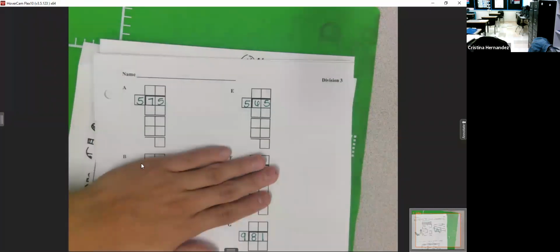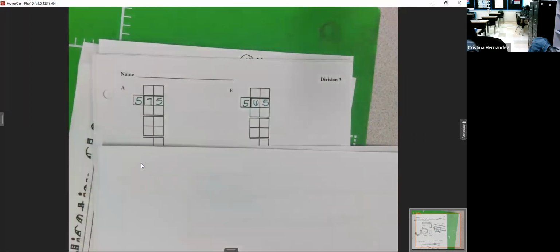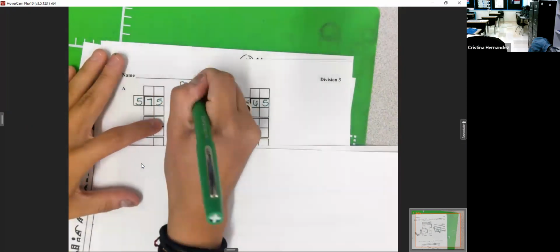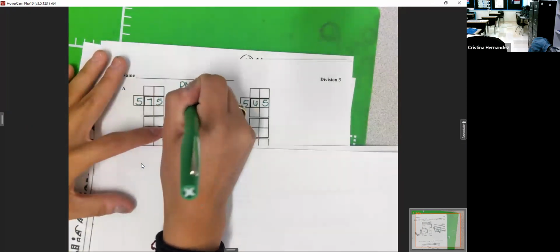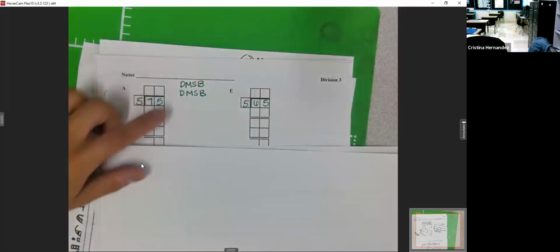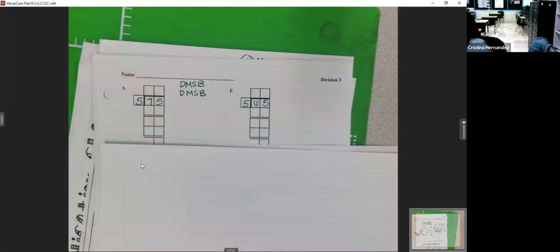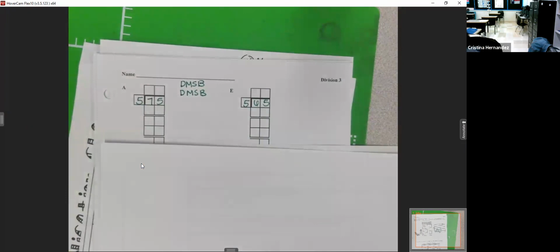Don't even write these down yet. Don't even look at them. Cover them up. So, remember, we have to divide, multiply, subtract, and bring down. So, I'm going to put that next to my problem. Divide, multiply, subtract, bring down. I'm writing it twice because I have 2 numbers in my house. I write it down for each number I have in my house.